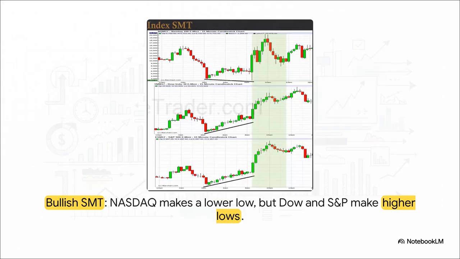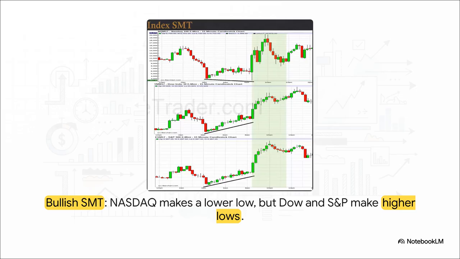And here it is, a perfect example of bullish SMT in the wild. Look really closely here. Up top, you see the NASDAQ makes a clear lower low right at the open. But, and this is the whole game, look at the Dow and the S&P on the bottom two charts. What do you see? They both make higher lows.